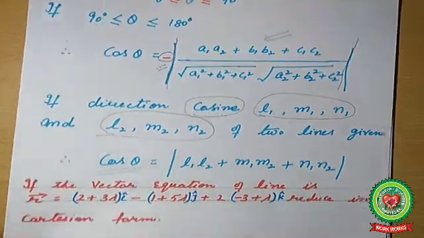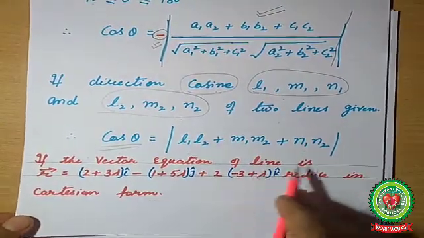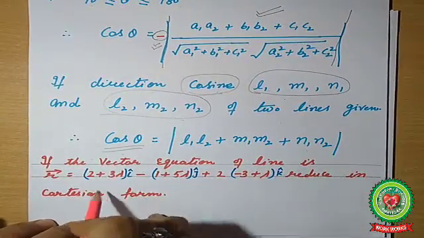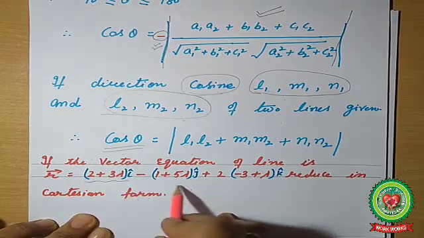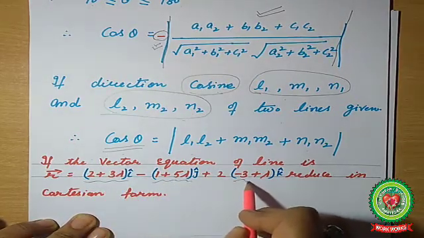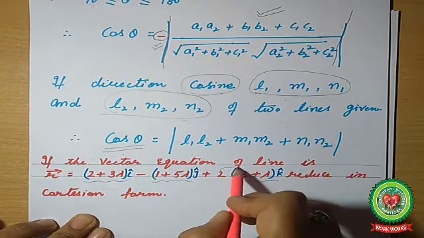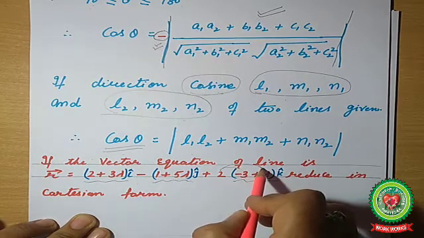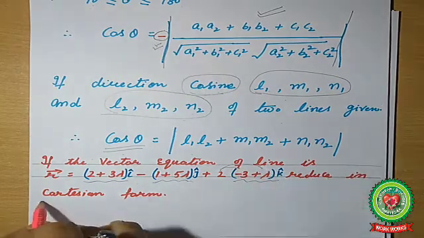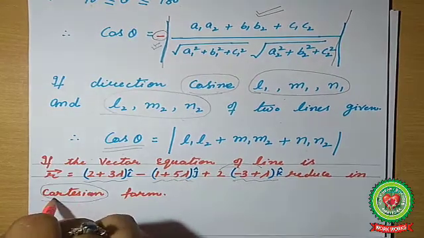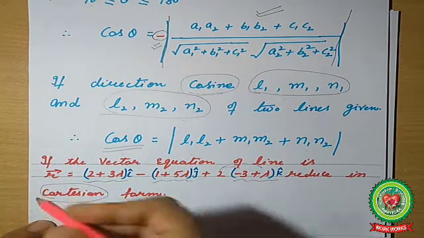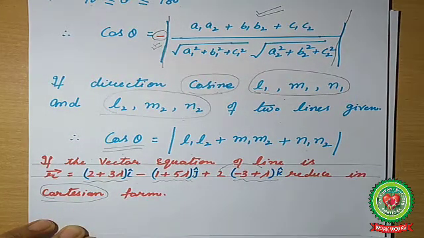First example: the vector equation of the line is given with i cap, j cap and k cap. First we will do the arrow method to reduce it to the Cartesian form. The same question may be asked the other way round: the Cartesian equation will be given to you and you have to find the vector equation.